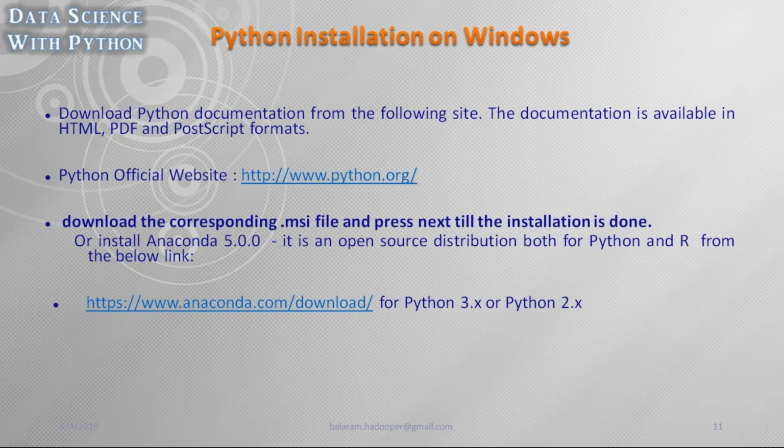Now, how to install the Python software? Python installation on Windows. We can install Python on Windows, meaning that you can download it from the Python documentation site, that is python.org. Otherwise, the easy way is to download from Anaconda. You can install Anaconda and use it for Python. It is very easy to download and install on Windows, and it is available on any operating system.